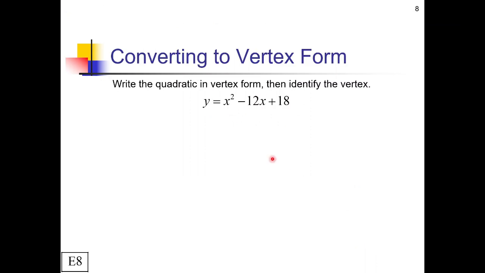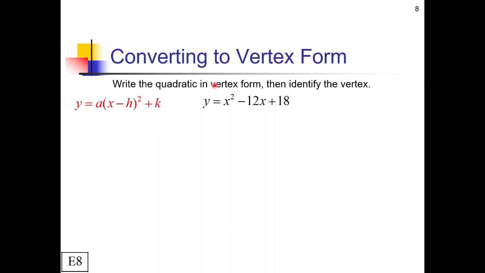For the next couple problems, we're doing a specific application of completing the square. Namely, we want to write this quadratic in vertex form and then identify the vertex. So yes, there are other ways you could find the vertex. You could use negative b over 2a and go about it that way. But what if we want to convert it directly into this a parentheses x minus h squared plus k form? Because this is a nice form if we want to do some transformations with it or something like that.